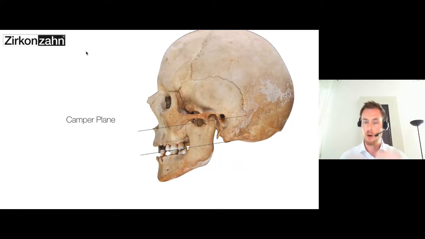We know that the occlusion plane is nearly parallel to the camber plane, or in contrario, the camber plane is parallel to the occlusion plane. That means if I have the information of the camber plane, I could reproduce the occlusion plane. The thing is, the camber plane is measured onto the skull, so I'm not able to cut the skin away. So what we're doing instead, we measure onto the skin.